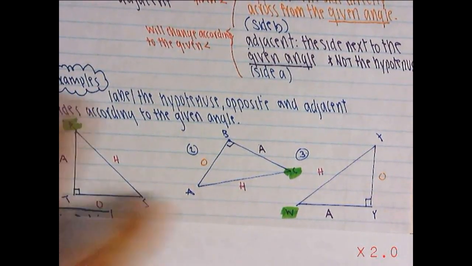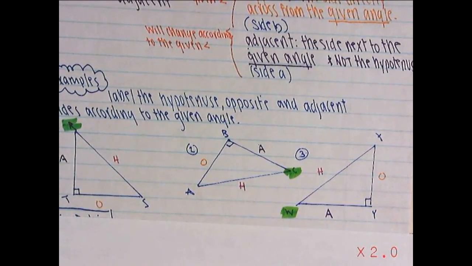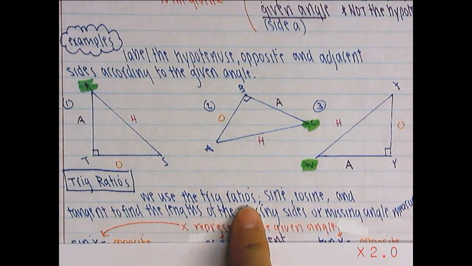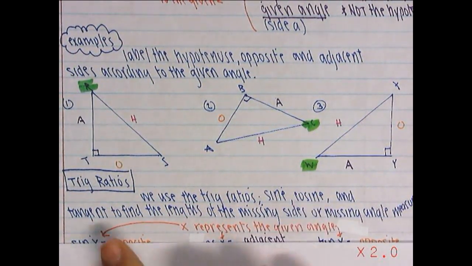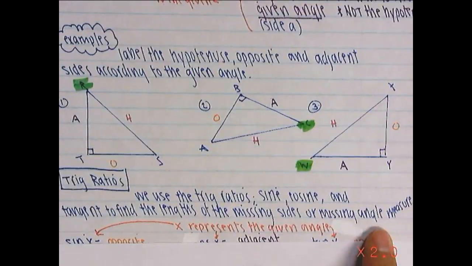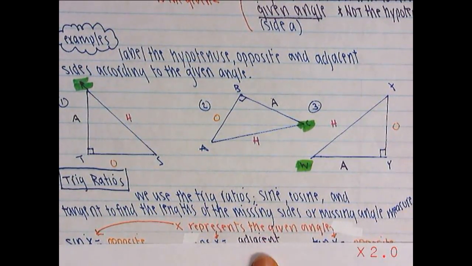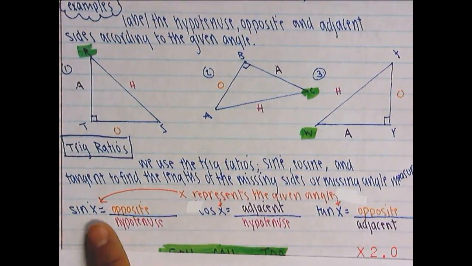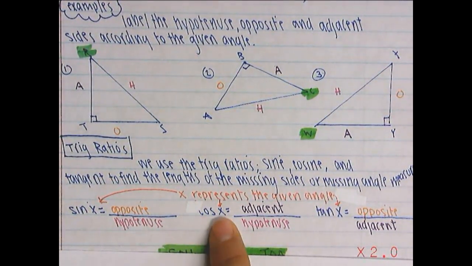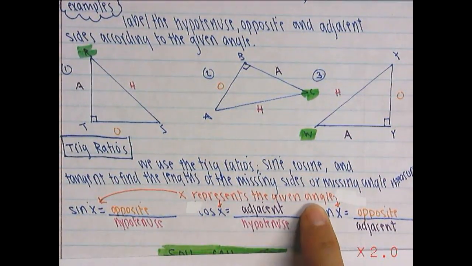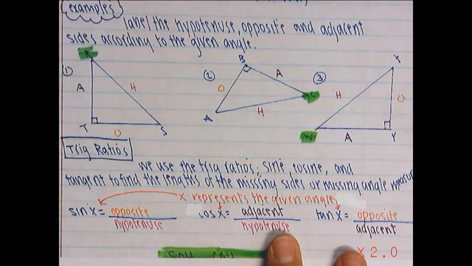So now that we can identify the sides, we need to talk about the trig ratios. We use the trig ratios, sine, cosine, and tangent, to find the lengths of missing sides or missing angle measures. That's why we use trig ratios. When we say sine of x, or cosine of x, or tangent of x, those represent the given angle. Whatever the given angle might be. Up here it might be R.